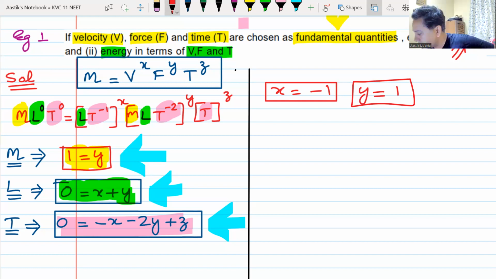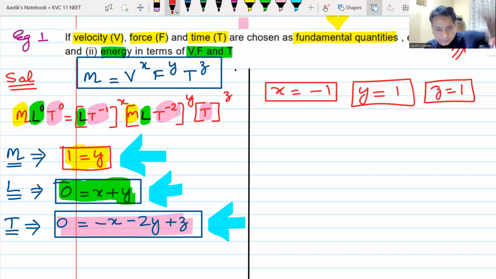What about z? What is the value of z? You have to tell me. And I think z is going to come as 1. Yes or no? Do we agree on this? So this is my answer, my dear friends.